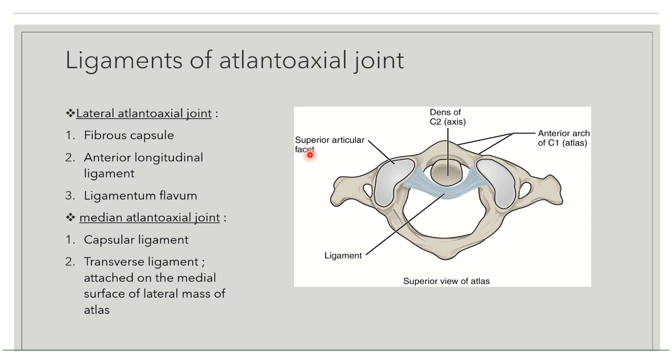Now the ligaments of the atlantoaxial joint. The lateral atlantoaxial joint is strengthened by the fibrous capsule, anterior longitudinal ligament and ligamentum flavum, while the median atlantoaxial joint has a capsular ligament and a transverse ligament. Here you can see the transverse ligament, which is attached on the medial surface of the lateral mass of the first cervical vertebra.